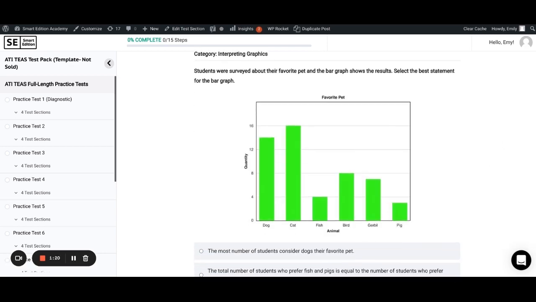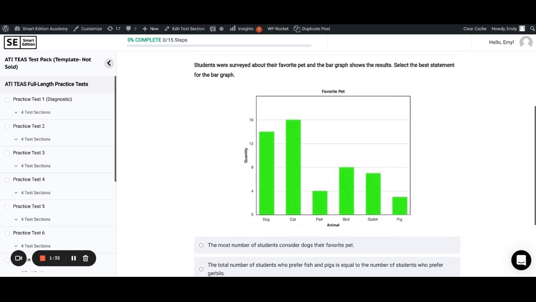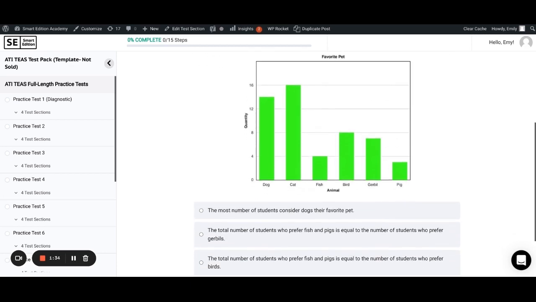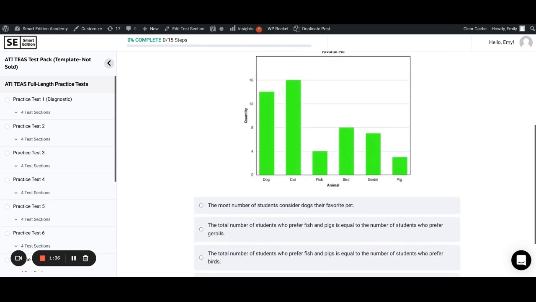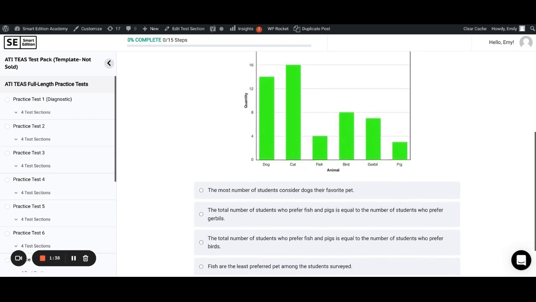Okay, the question says students were surveyed about their favorite pet and the bar graph shows the results. Select the best statement for the bar graph. It wants you to select the best statement for the bar graph.